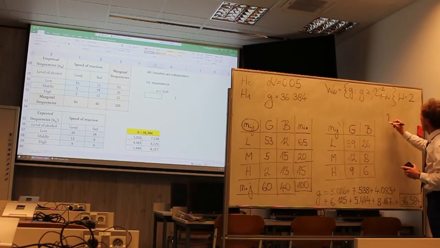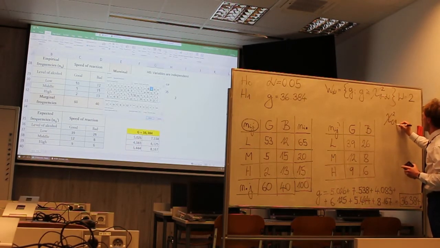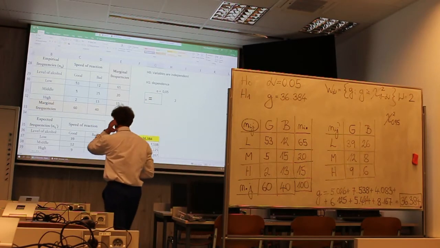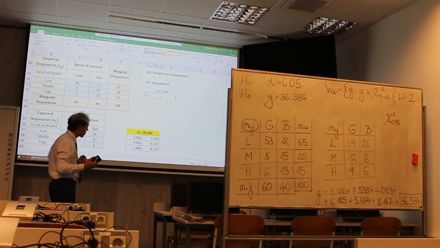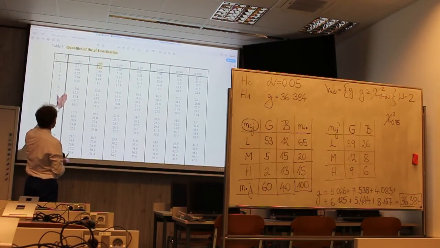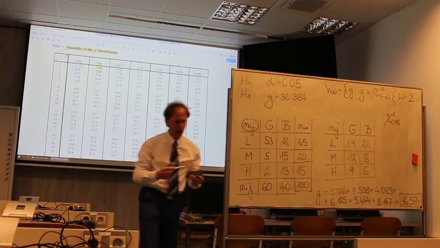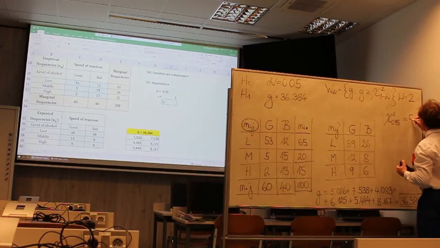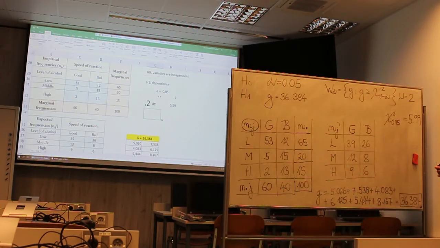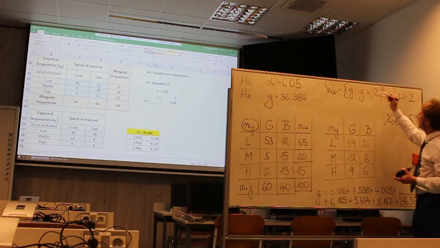So in the statistical tables, we will find the 95% quantile of chi-square distribution with 2 degrees of freedom, yes? So there we have tables, 95% second column and 2 degrees of freedom second row, 5.99. So 5.99 is the critical value. If your G statistic is higher than the critical value, zero hypothesis is rejected at a 5% significance level. This is true, yes?